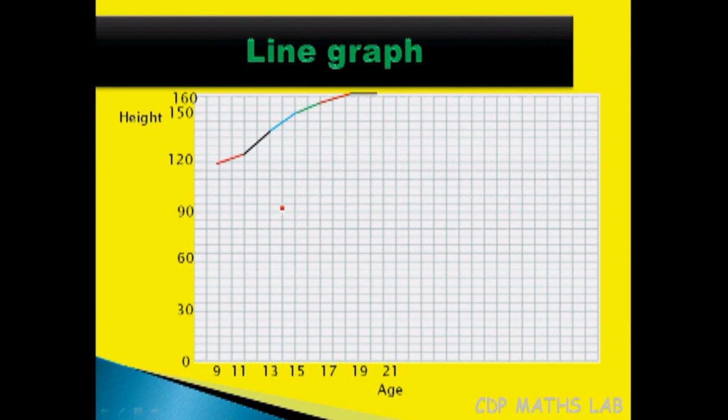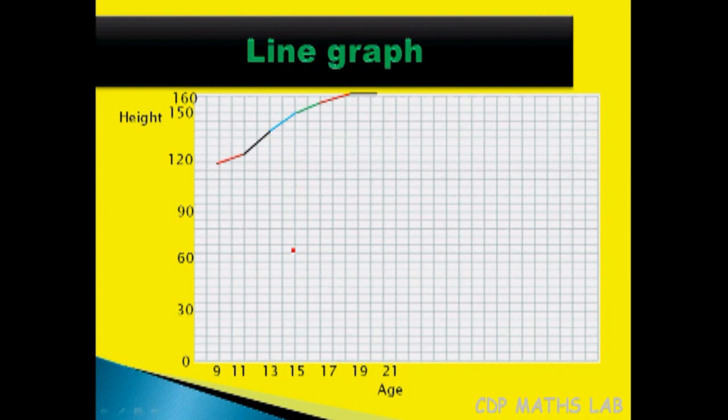Now with the most, another trick again that you could use is to use your ruler and measure the length of the line. And the one with the longest length will be the answer for part 2, which indicates in which period she had the most increase. And that would have been between ages 11 and 13, because she was 125 to 140, and that was an increase of 15 centimeters.